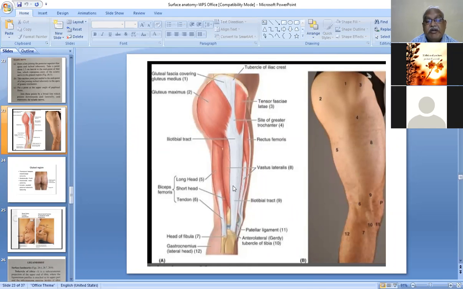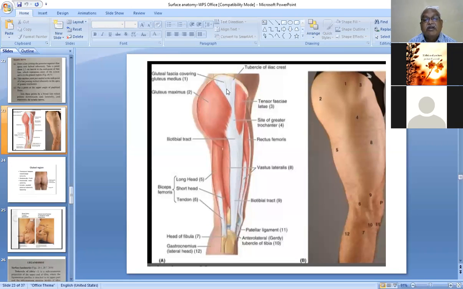Now this is the iliotibial tract. This is vastus lateralis. This is the long head of biceps. This is the short head of biceps. This is the tendon. This is the patellar ligament. This is vastus lateralis. This muscle is rectus femoris. So he has named the muscles.